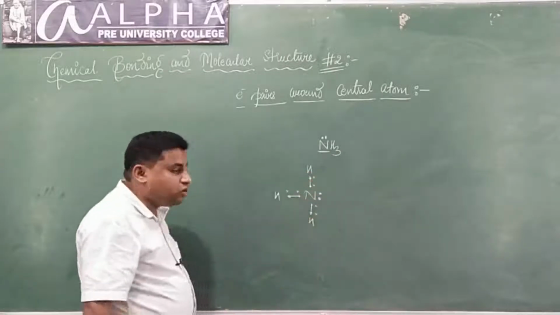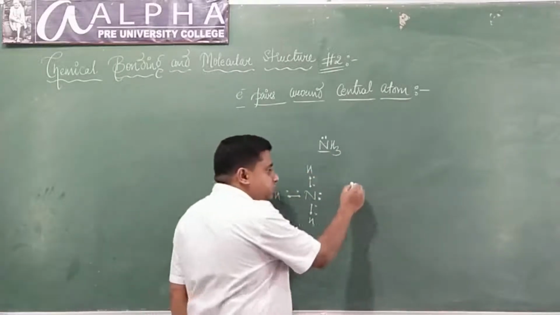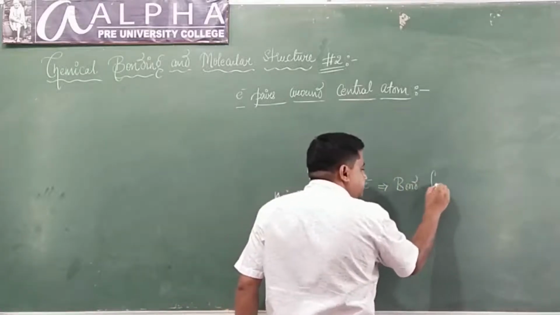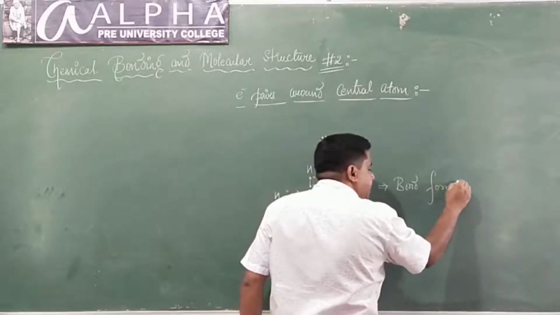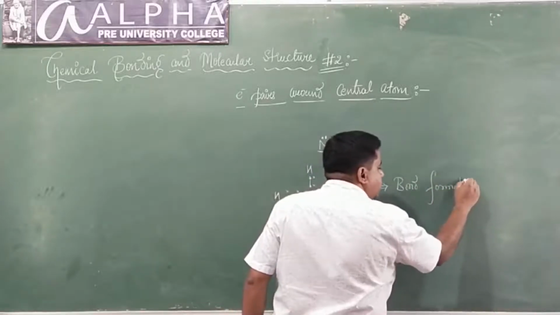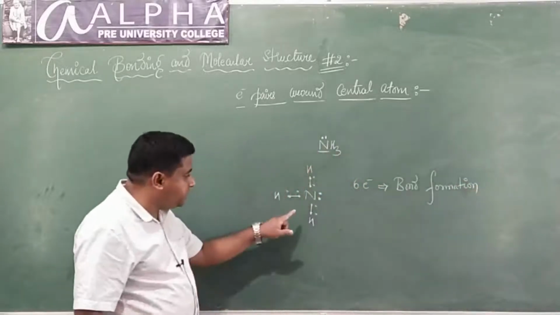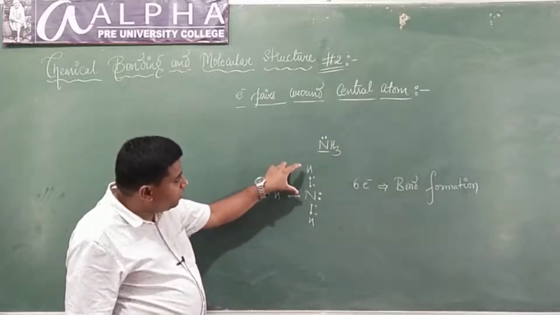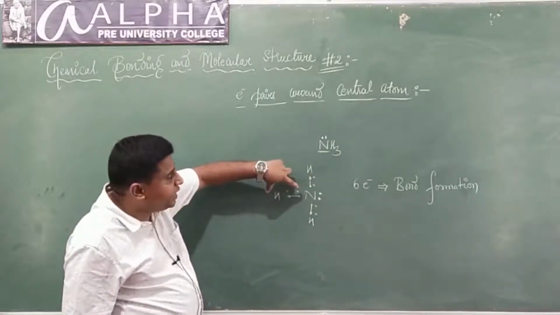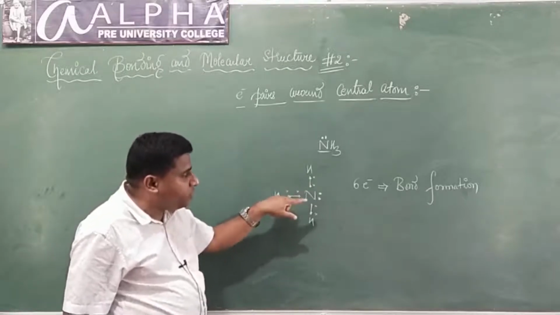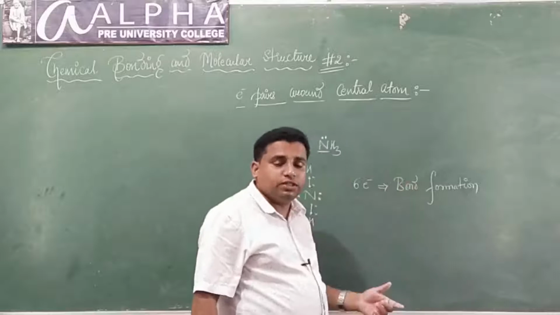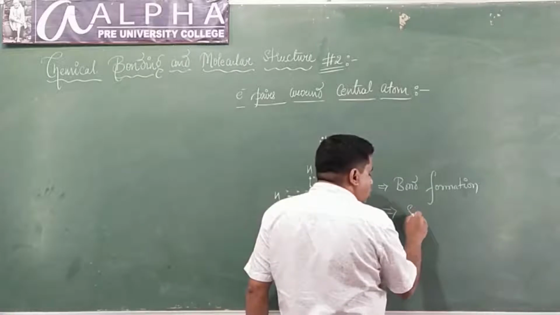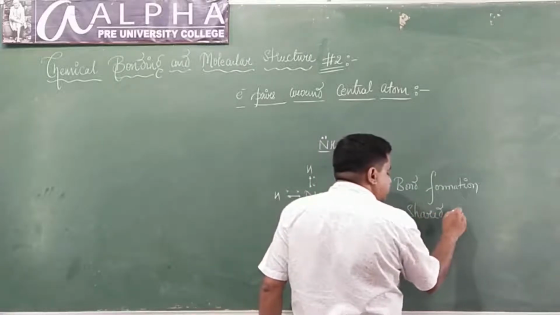So out of 8 electrons, 6 electrons are involved in bond formation between nitrogen and hydrogen, isn't it? Those 6 electrons are called shared electrons.